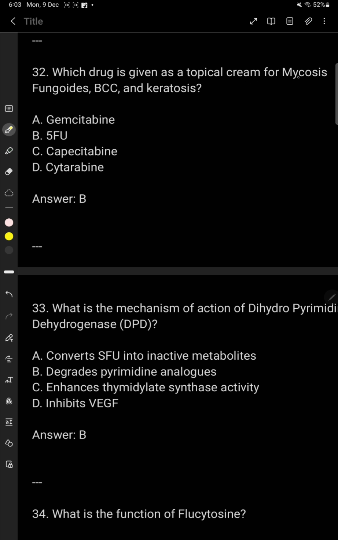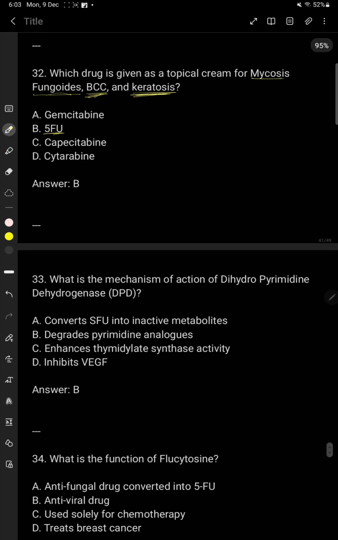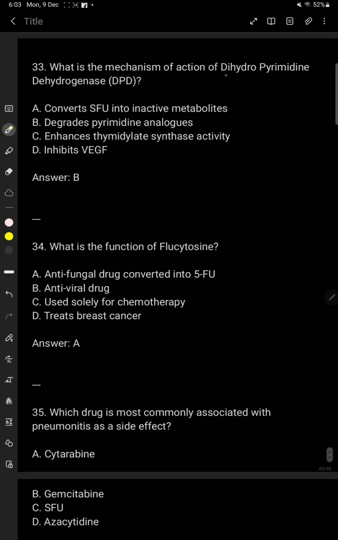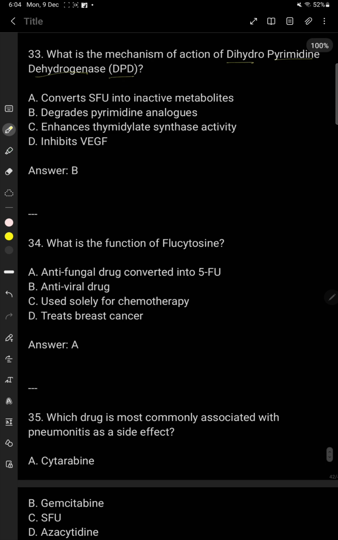Which drug is given as a topical cream for mycosis fungoides, BCC, and keratosis? So 5-fluorouracil. It is given for mycosis fungoides, BCC, that is basal cell carcinoma, and keratosis, which is a precancerous condition. What is the mechanism of action of dihydropyrimidine dehydrogenase? So dihydropyrimidine dehydrogenase degrades the pyrimidine analogues like 5-fluorouracil and floxuridine.